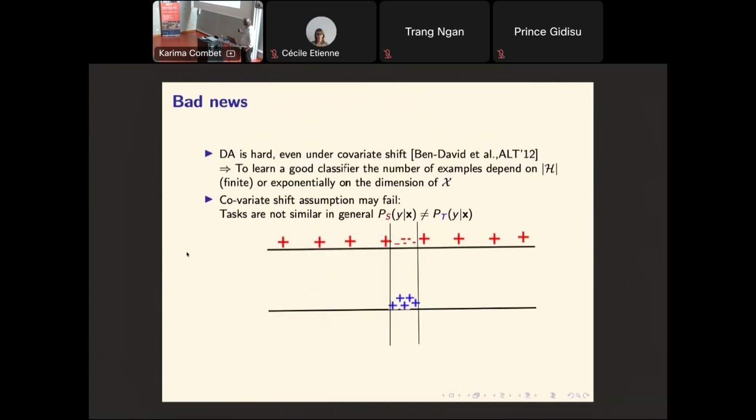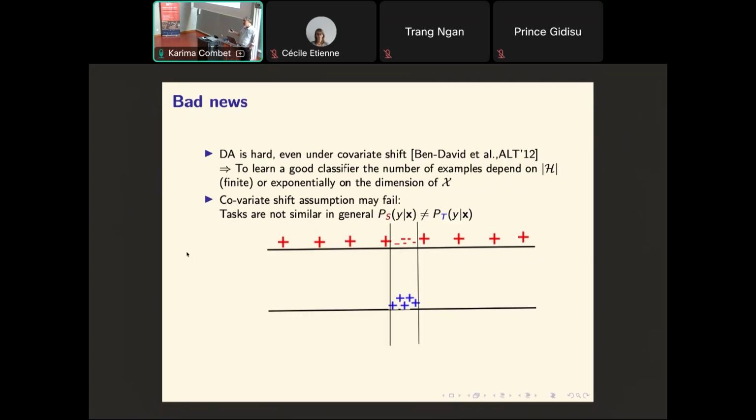Bad news is that even if you have covariate shift, which would appear as a simple case, actually it's an NP-hard problem to find a good classifier in the covariate shift problem. So we cannot expect that this problem is simple. And of course, the covariate shift assumption is not always true. And the bad thing is that you might have a source domain like this and a target domain where the positive data correspond exactly to the opposite of the negative data of the source domain. And if this happens, you cannot expect to learn anything because, of course, you will not learn the correct concept.